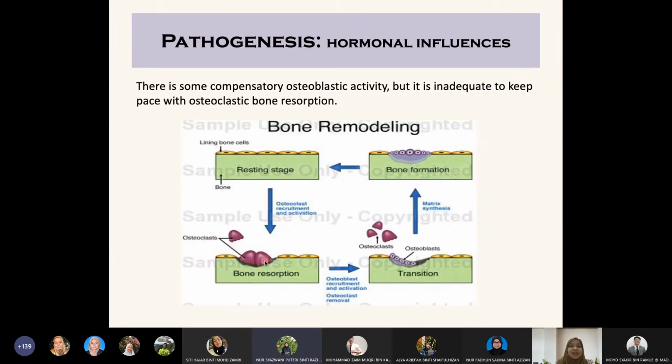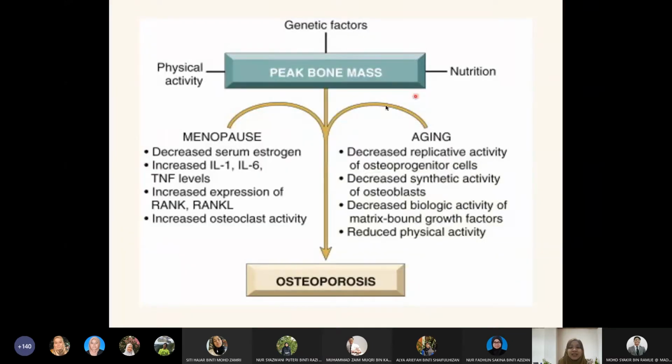Okay, thank you. So in postmenopausal women, there is some compensatory osteoblast activity, but it is inadequate to keep up with the osteoclast bone resorption. So basically what I'm trying to say is osteoporosis occurs because of reduced estrogen and increased cytokines. Cytokines will actually increase osteoclast activity. Okay, that is the mechanism. Again, as I mentioned, this is what I've said just now for aging, for senile osteoporosis, and for menopause. This diagram is very, very important.